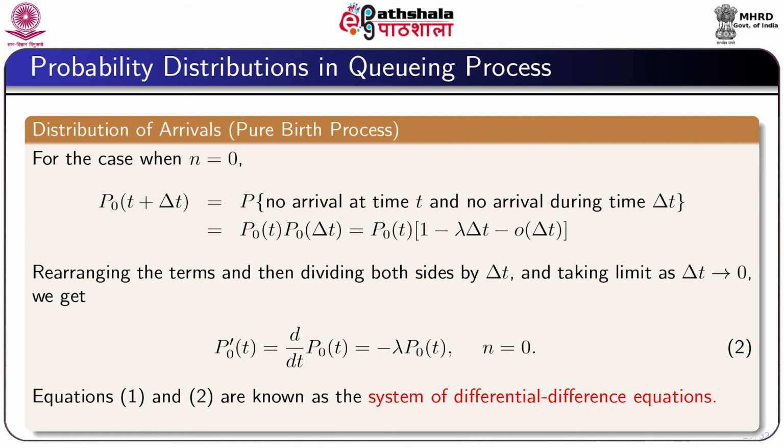Therefore, rearranging the terms and dividing both sides by Δt, taking the limit as Δt tends to 0, we ultimately get P0'(t) equal to minus λ P0(t) for n equal to 0. The equations 1 and 2 are known as the system of differential difference equations. Now, we proceed to solve these differential difference equations.